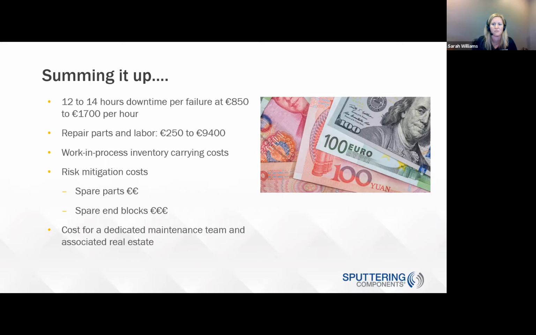I mentioned before that some companies have a dedicated in-house service center or repair team. So that means one person or more is purely dedicated to end block maintenance, and then there's the space required to do this in the actual factory. So even if you know how to maintain the end block and you don't return them, it's still time and money. So we just wanted to put some figures there.